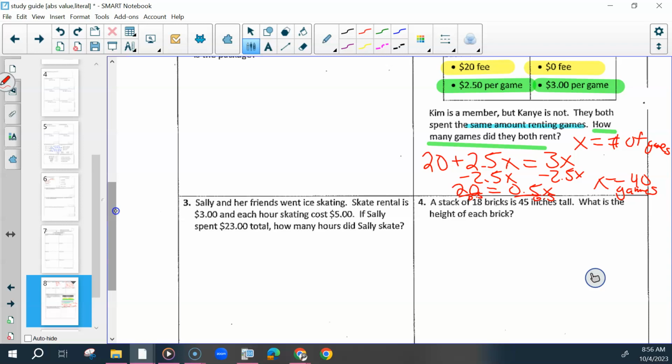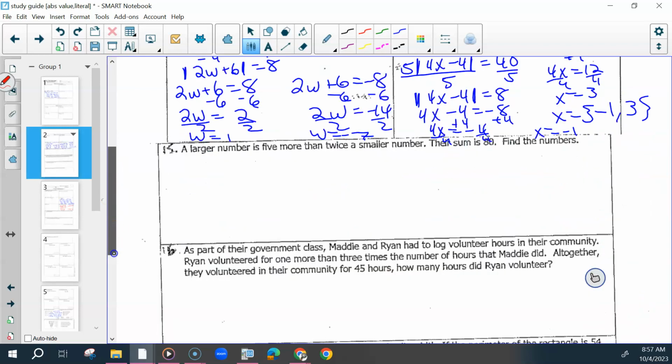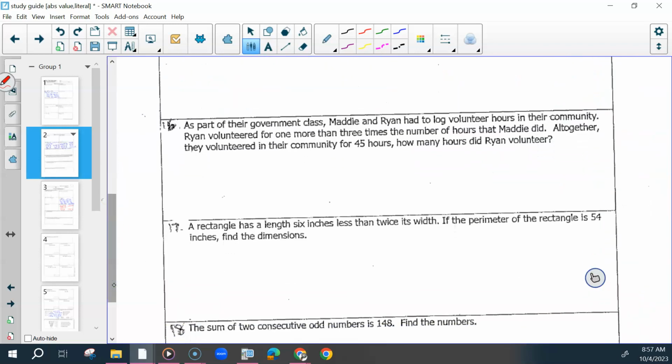On the back of the first page, there are more word problems. You can ignore the problems that talk about consecutive numbers. We're not doing those. But do we have questions on 15, 16, or 17? I will say that 17 or a question like it will be on the quiz and on the test.